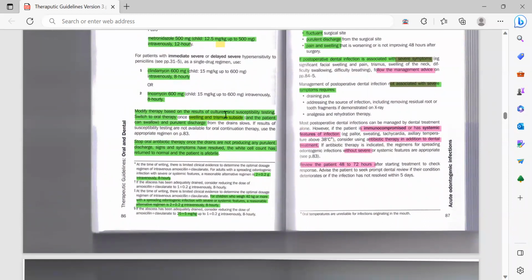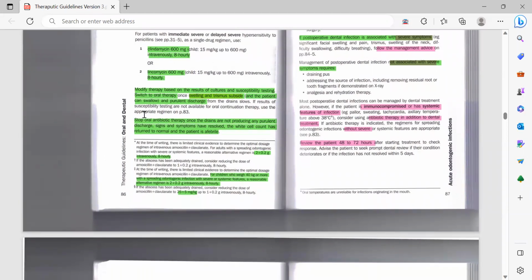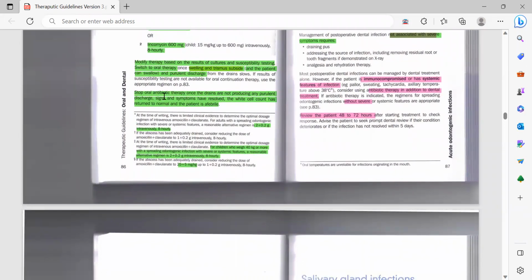Modify therapy based on the results of culture and susceptibility testing. Switch to oral therapy once swelling and trismus subside, the patient can swallow, and purulent discharge from the drain slows. If results of susceptibility testing are not available for oral continuation therapy, use the appropriate regime. Stop oral antibiotic therapy once the drains are not producing any purulent discharge.